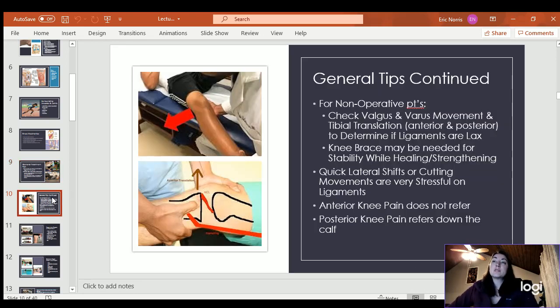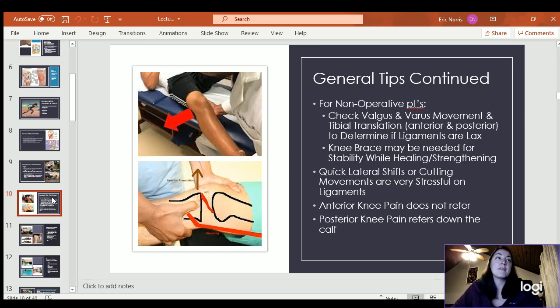All right, so some more general tips for non-operative patients. Maybe it's someone who has a torn ACL, but it's a slight tear, and they've decided to forego the surgery and just do strengthening and things to support the area. So you can check the ligaments to see if they're lax. We'll go through those different types of assessments and special tests later as far as how to check ligament stability: anterior and posterior translation of the tibia checks the ACL and PCL, and then lateral translation.